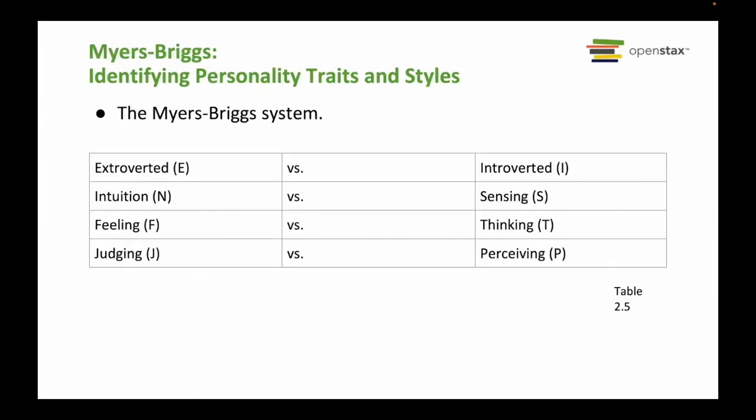Let's look at the Myers-Briggs, identifying personality traits and styles. We have the Myers-Briggs system, which includes 16 personalities, where you can Google the Myers-Briggs test and take it for yourself. I really encourage you to do. I think it can be quite eye-opening. Now, there are 4 categories that you're going to receive a score in. You're going to receive extroverted versus introverted, intuition versus sensing, feeling versus thinking, and judging versus perceiving.